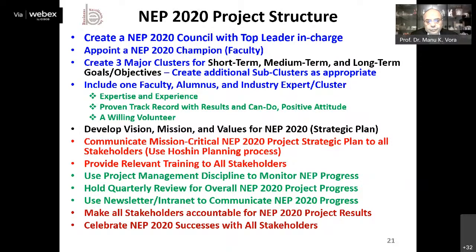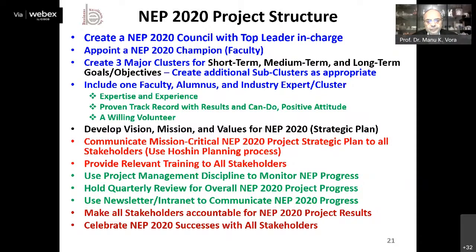And we need to provide relevant training to all stakeholders, starting with the top leaders, followed by the middle level, where deans and department heads will be asked to carry out the implementation, and then soft skills at the lowest level, at all levels of the faculty.